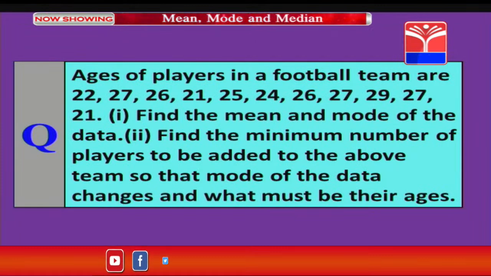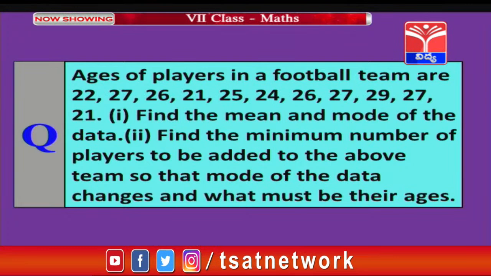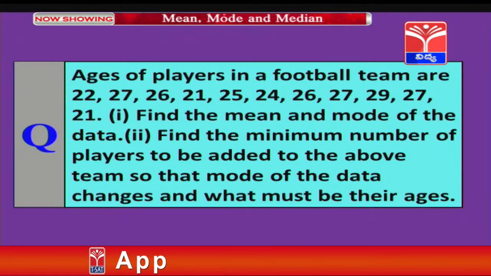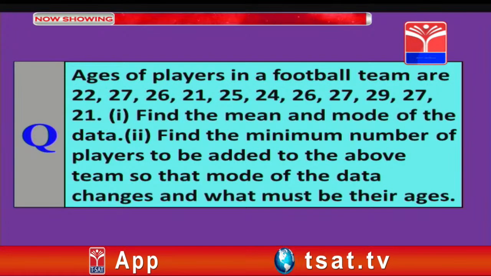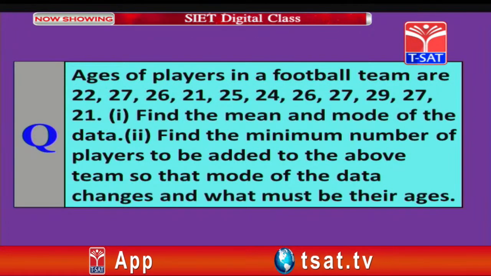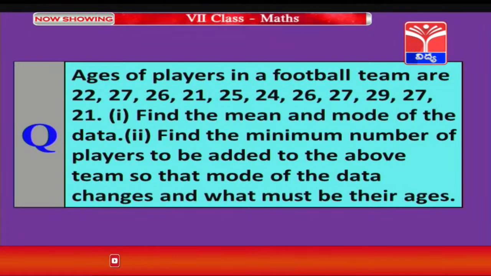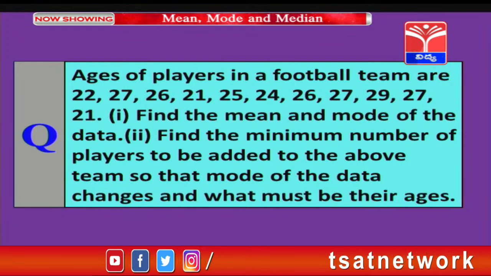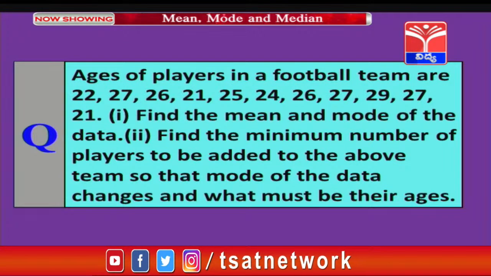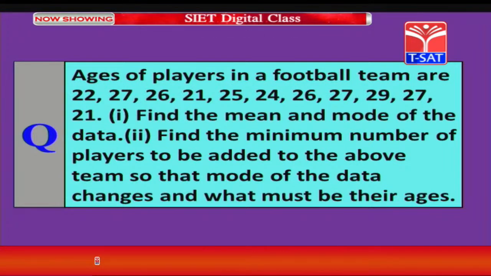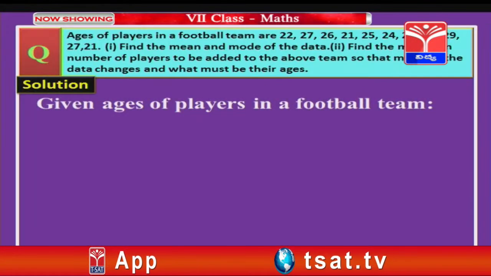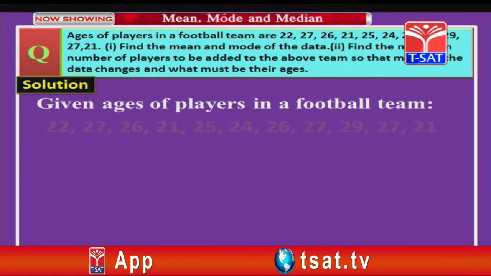Ages of players in a football team are 22, 27, 26, 21, 25, 24, 26, 27, 29, 27 and 21 years. Find the mean and mode of the data. Also, find the minimum number of players to be added to the above team so that the mode of the data changes, and what must be their ages. Let us start with the solution. So, given ages of players as shown on your screen.